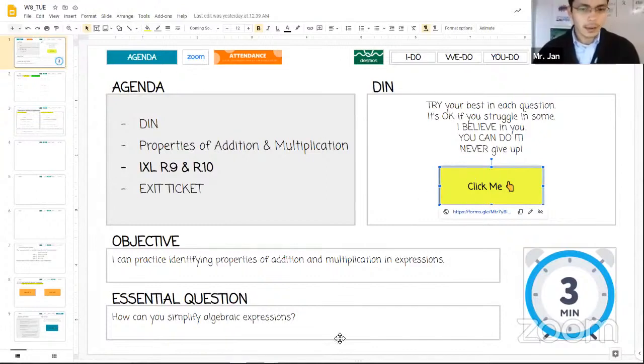And today, we're going to talk about properties of addition and multiplication. Okay, actually, we learned all these properties. I just want to show you the big picture, or kind of assume that it's kind of review for all properties that we will do today. And there are two IXLs. It looks like a lot as a number, but they're very easy practices. Okay, so R9 and R10. So let's move on. And today's objective is I can practice identifying properties of addition and multiplication in expressions.